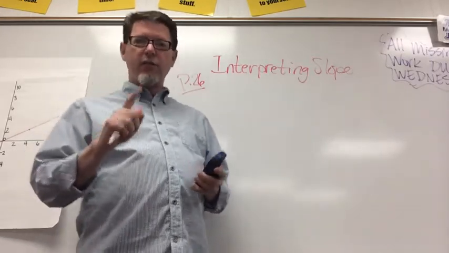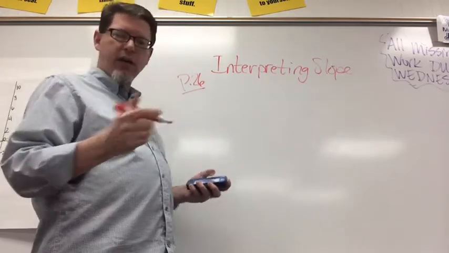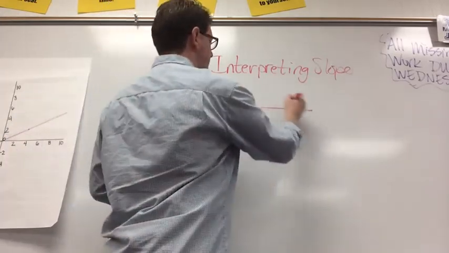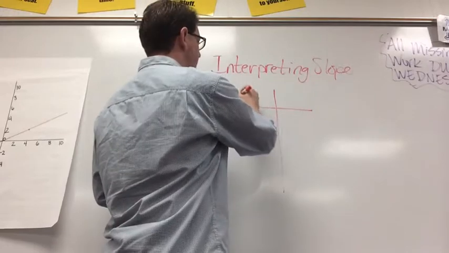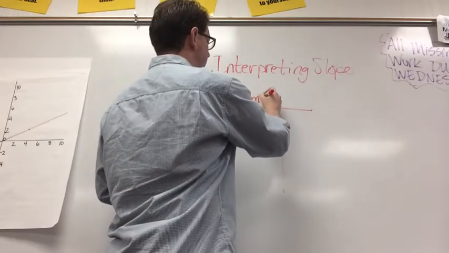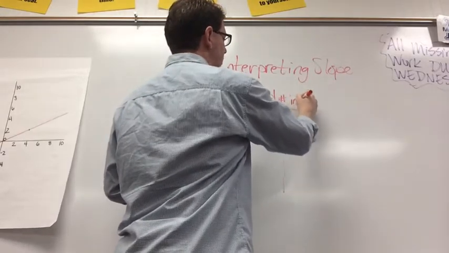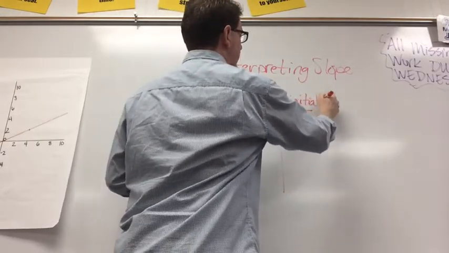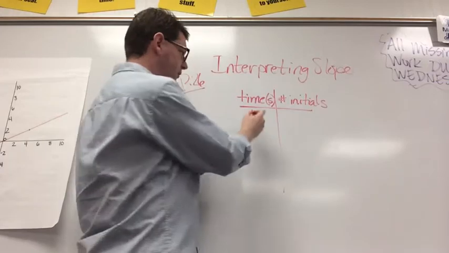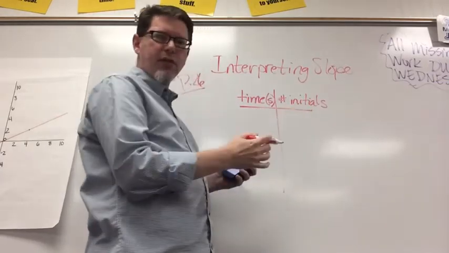Now that you have that number, we're going to create a table. We're going to create an XY table. The left is going to be time, and I'll put an S for seconds, and the right is going to be the number of initials. Now we're going to leave some space at the top for something that we're going to do tomorrow.